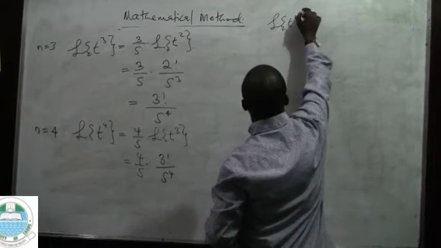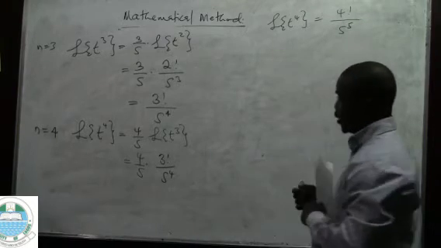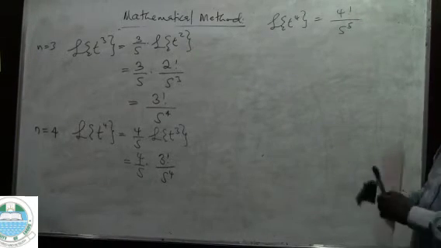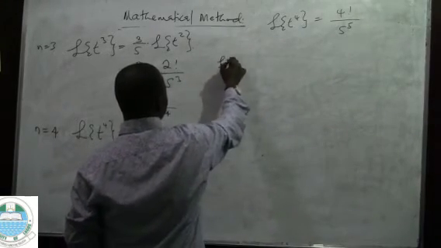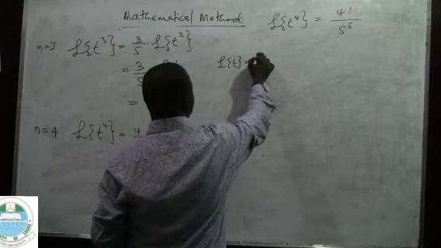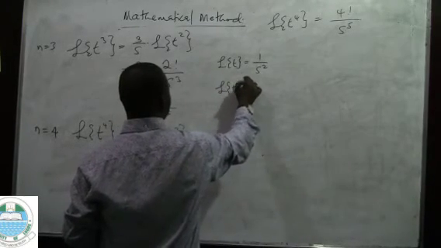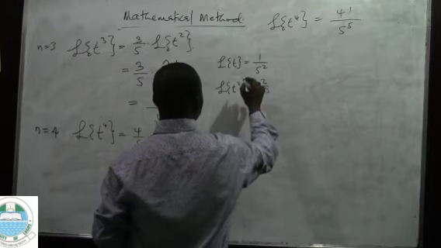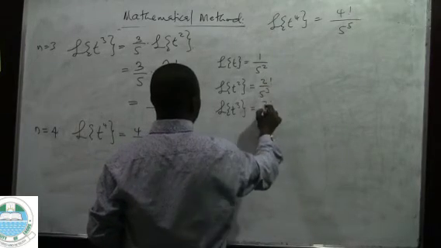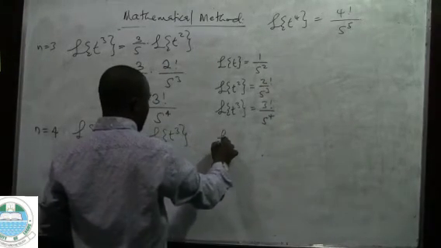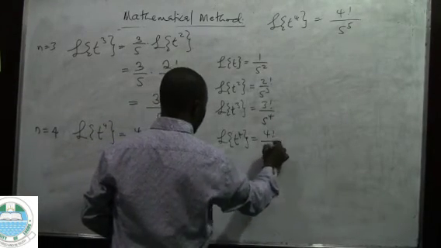Laplace of t raised to power 4 gives 4 factorial divided by s raised to power 5. Now, let me pause here. Do we observe anything? Let me write the previous result. We have Laplace of t to be 1 divided by s squared. We have Laplace of t squared to be 2 divided by s cube. Laplace of t cube to be 3 factorial divided by s raised to power 4, and Laplace of t raised to power 4 gives 4 factorial divided by s raised to power 5.